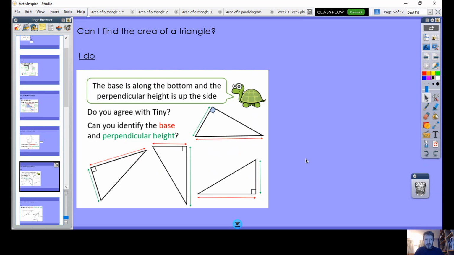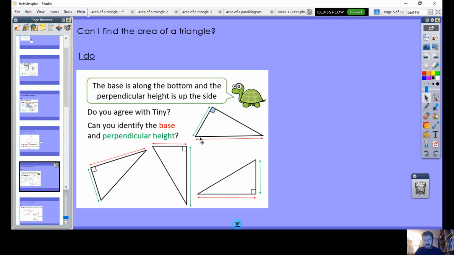Okay, so if you think back to what I was just saying, it's not the case that the base is just along the bottom and the perpendicular height is up the side. The base can actually be any side. So you could make any side the base. However, with right angled triangles, you really want to make the base one of those sides up against the right angle, because the perpendicular height has to be from the base up the right angle.